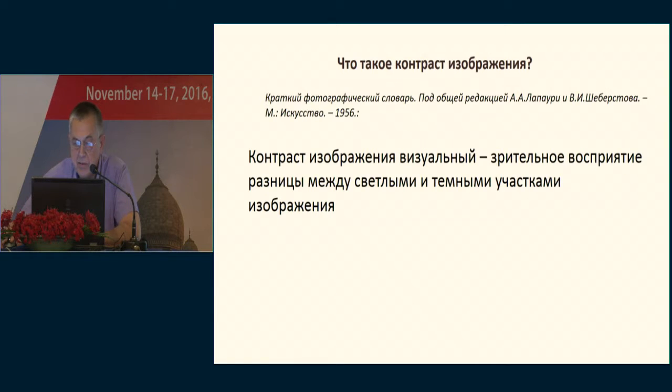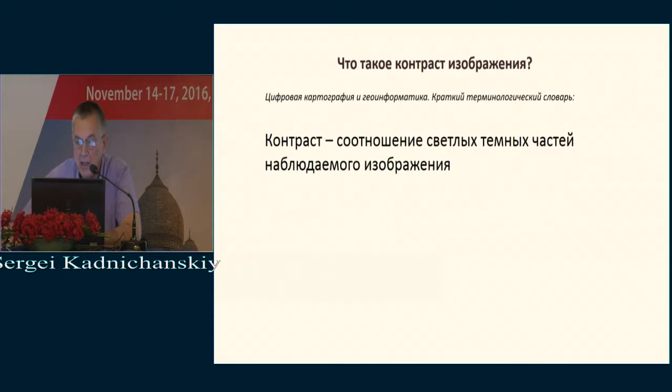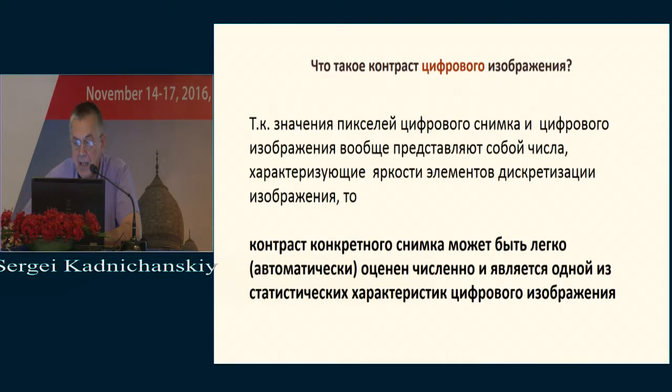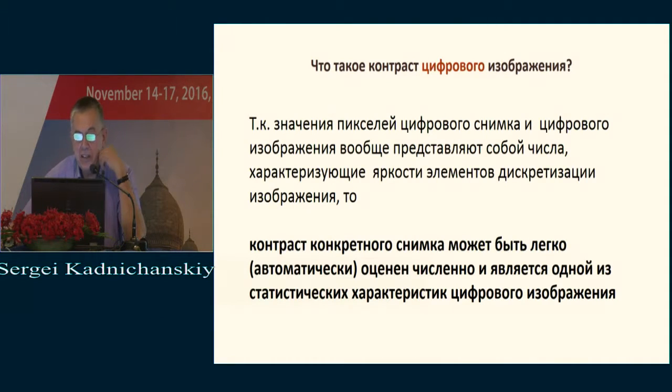An old classical book called Photographic Vocabulary says that contrast of images is a visual difference between light and dark parts of the image. Another example, a definition of contrast: this is a ratio between dark and light parts of a viewed image. It's from a geoinformatic vocabulary. Everything was written when nobody knew or even thought about digital images.